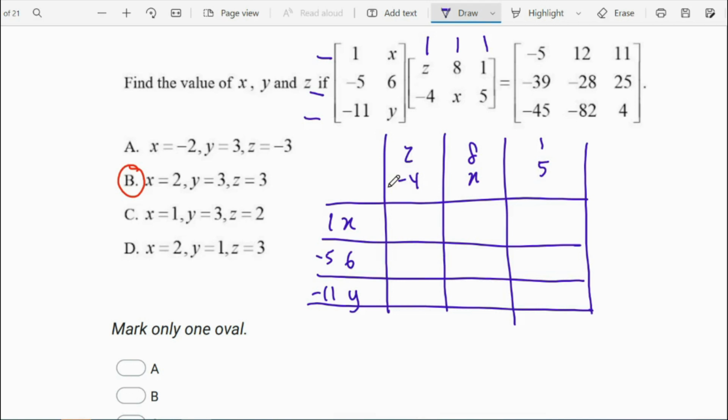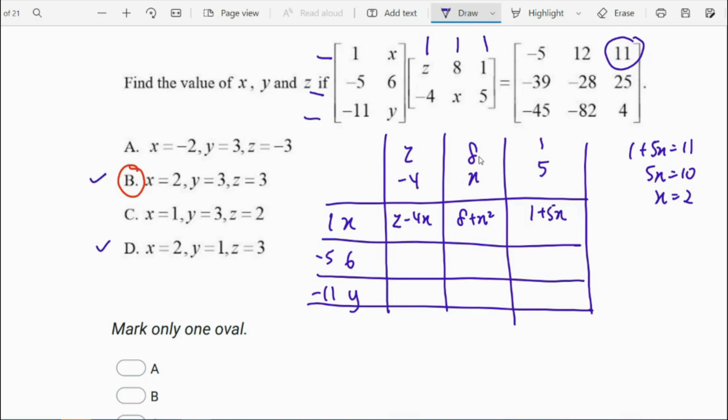Actually we don't need to calculate everything. We just want to target the unknown x, unknown y, and unknown z. For example, here you can see this is z minus 4x. So it has 2 unknowns. We skip this. This one, 8 plus x squared. So we can find the simplest, maybe from here: 1 plus 5x is supposed to equal 11. So 5x equals 10, x equals 2. So definitely we'll consider A and D.